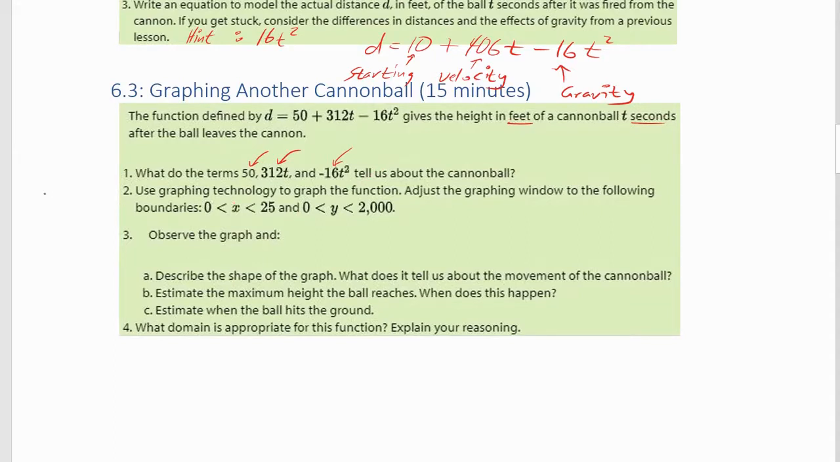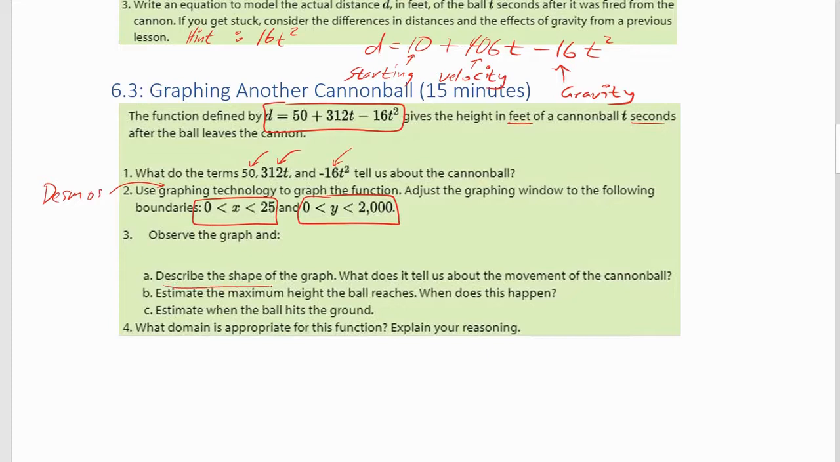Now, I want you to use Desmos as your graphing technology, and I want you to go ahead and type in this function. If you need to, use Y for D and X for the T's, okay? And make sure you set your domain between 0 and 25 and your range from 0 to 2000. Then look over the graph with your group and discuss what you see.